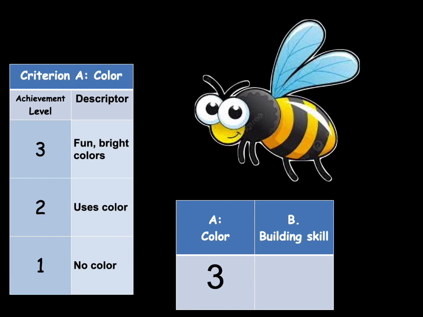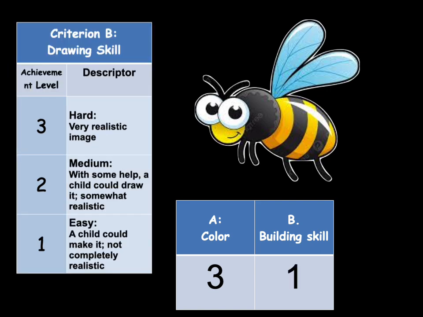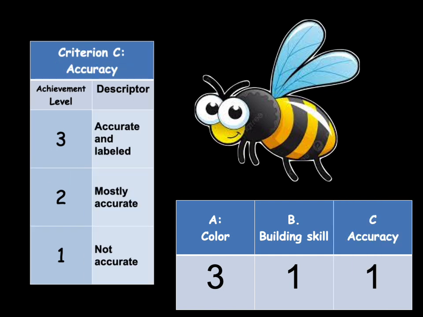So now we're going to look at drawing skill. With drawing skill, we can look at this. Is it easy? Maybe a child could make it. Is it medium, or is it hard? We could probably agree this is the most childlike drawing that we would have. And if we look at accuracy and add that piece in, is it accurate, mostly accurate, accurate and labeled?